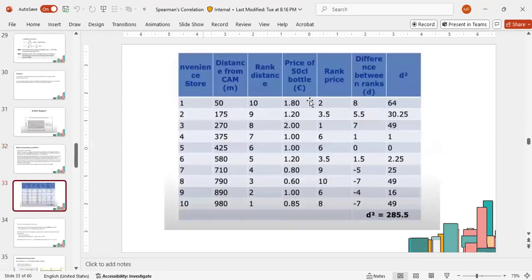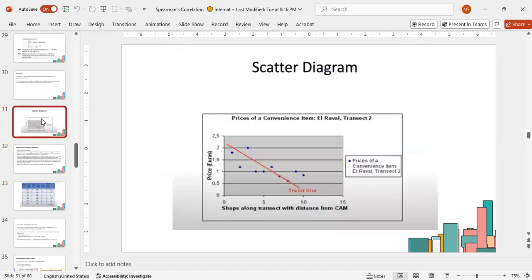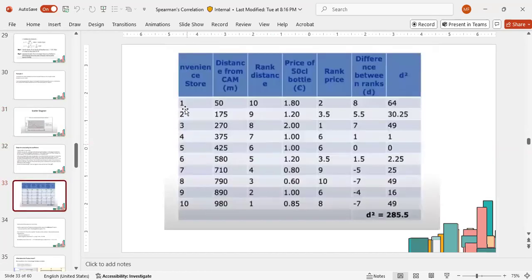This is the data set in the form of a table. This scatter diagram here is now converted into this table. You can see that this is just a numbering 1, 2, 3, 4, 5, 6, 7, 8, 9, and 10. This was the distance of all these shops. Now we will rank this distance, because this 980 meters is the largest distance. So this will get the ranking of 1. 890 is the second value, smaller than 980. It will get rank 2. 790 will get rank 3. 710 will get ranking of 4. 580 will get 5, 6, 7, 8, 9, and 10.